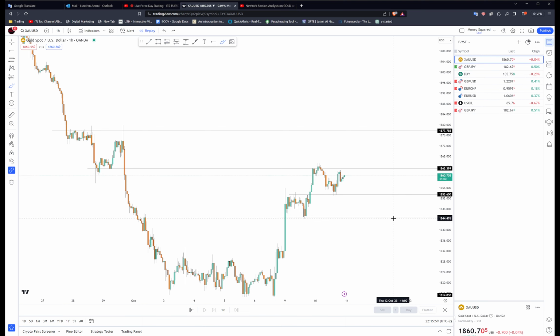These are the levels, but obviously now it's like 10 p.m., 10:15 p.m. my time. So yeah, we need like 10 more hours for the 8 a.m. London Open.